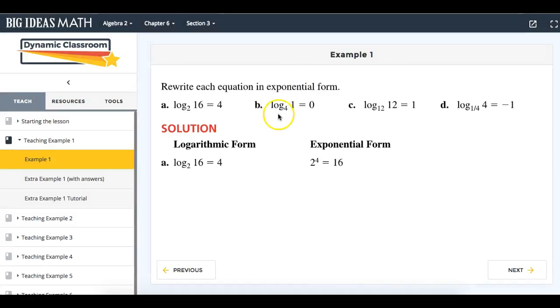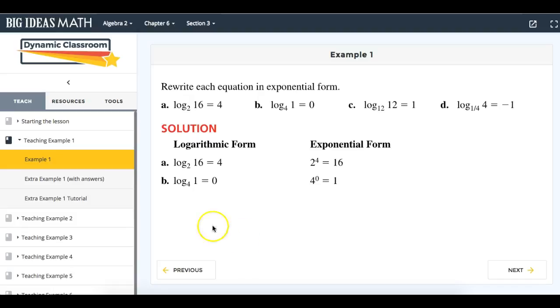So we're taking log base 4 of 1 equals 0, and rewriting that in exponential form. So again, our base stays the same. This is going to be 4 to some power, and we switch these sides. So it's going to be 4 to the 0 power equals 1. Okay, what I'm going to have you guys do next is go ahead and do the same ones and put your answers in here for me.